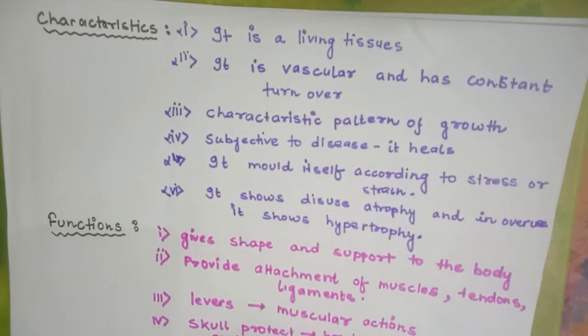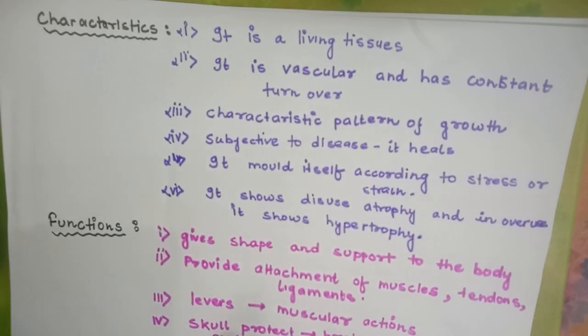Third, it has a characteristic pattern of growth. From birth to old age, bone has a characteristic pattern of growth. Fourth characteristic is if it is subjected to any disease, it heals. It means it has the characteristic property of healing. For example, if our bone fractures, then in due time it heals completely, but it will take time.